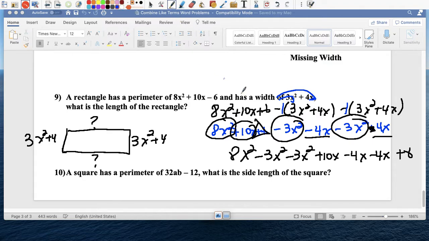Well, combine. 8 minus 3 is 5. 5 minus 3 is 2, so 2x squared. Good. 10x minus 4x minus 4x is also going to be plus 2x. Not squared though. And then plus 6.